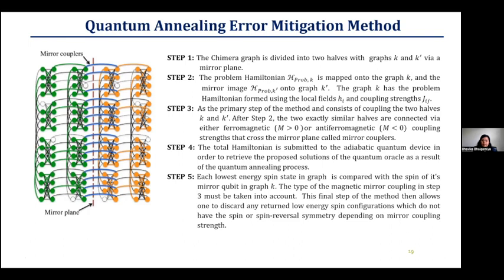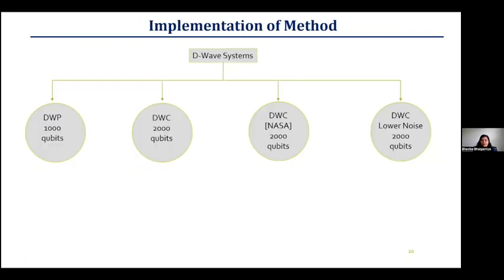So this was the whole method to find out, or to mitigate, the error on quantum D-Waves, different generations of quantum annealers. We implemented these on different machines, started with 1000 qubits, some of them were 2000, and then one was at NASA, and currently we are implementing on a 5000 qubit machine.